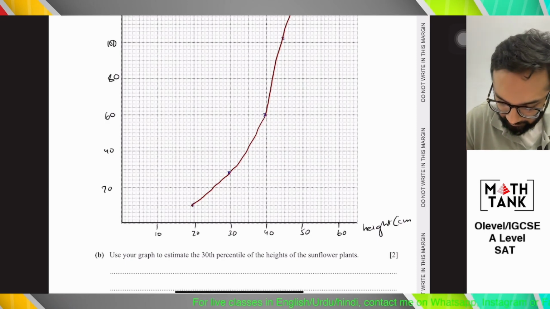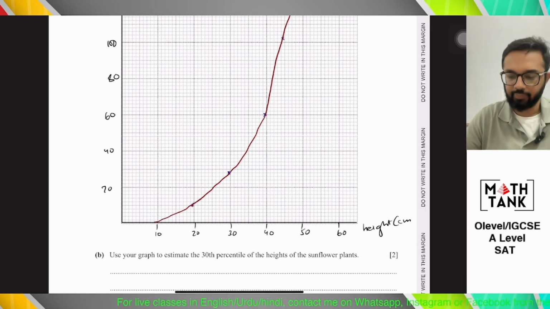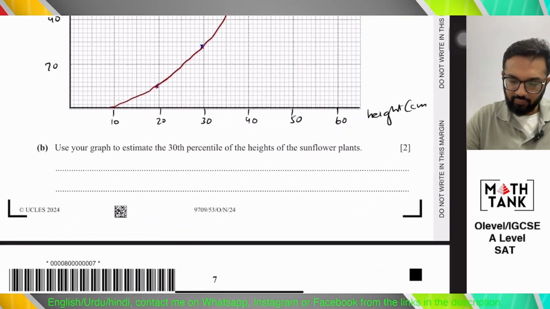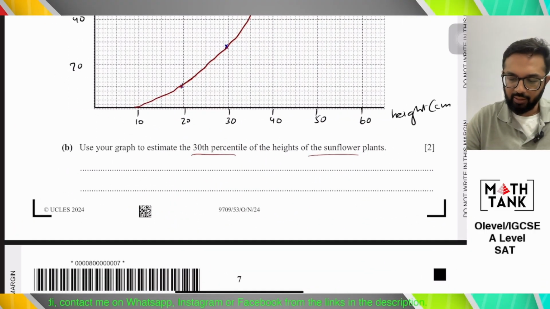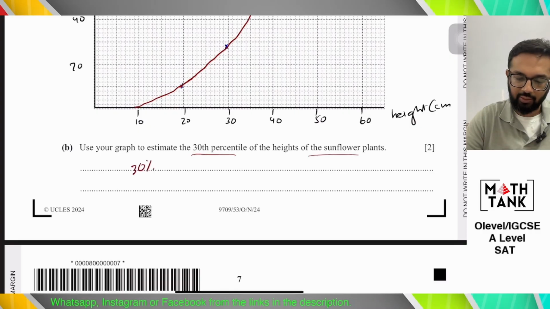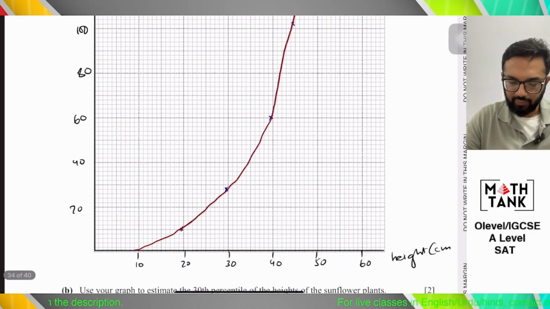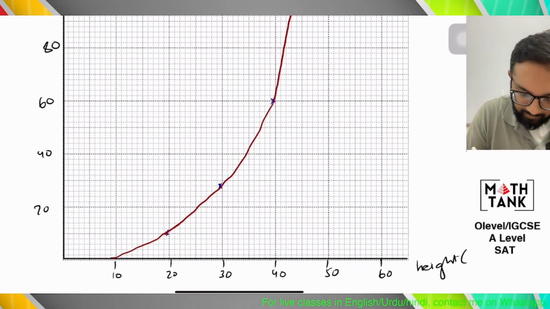Okay, and that looks like a good cumulative frequency curve. Use a graph to estimate the 30th percentile. So 30 percent of 150 is 45, right? 45. So I'm looking for the 45th value. The 45th value will appear here.